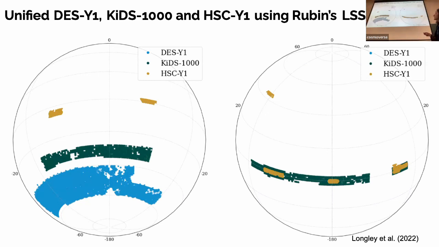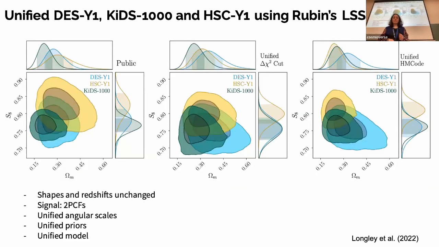So if you remember, the DES map that I showed you was much bigger than this. But this is year 1, so it doesn't have all of it. And they can see there's some overlap still between HSC and KiDS, so they had to think of how to deal with that. What they do is they don't touch anything to do with the calibration of the data, so how the redshifts are measured and how the shapes are measured, but they try to harmonize the analysis choices.